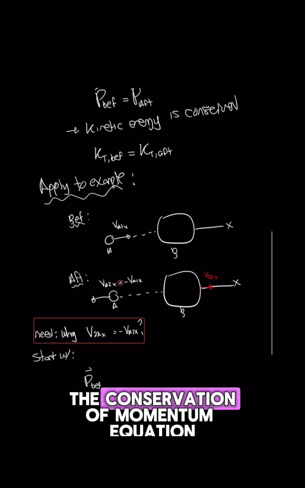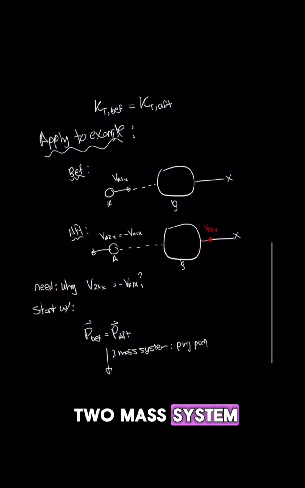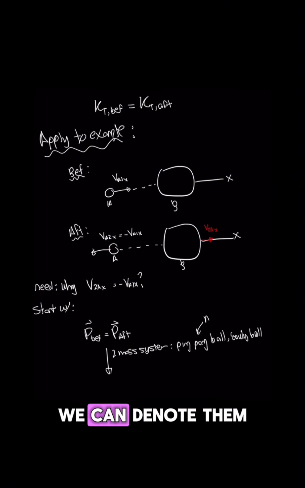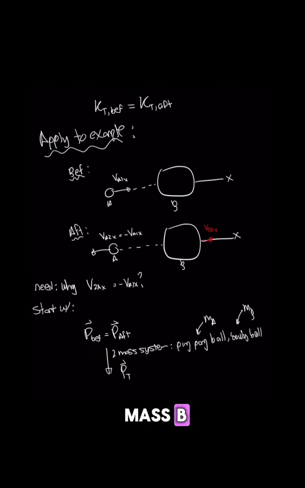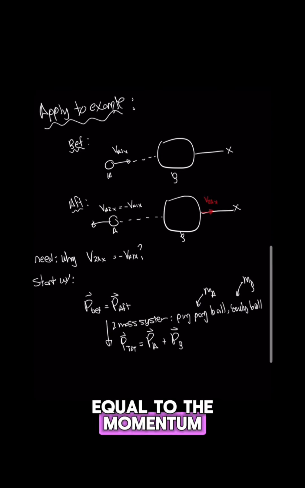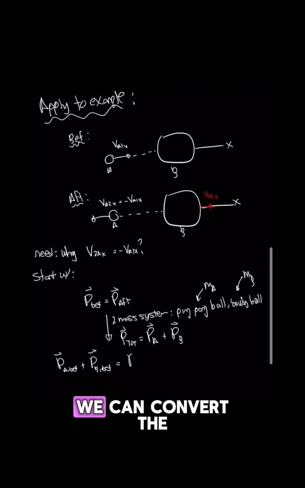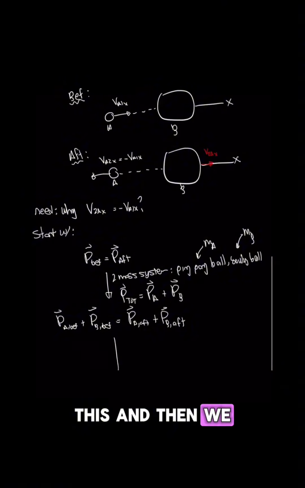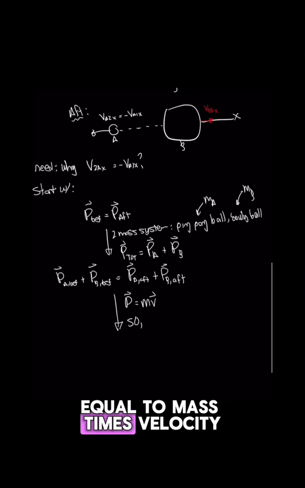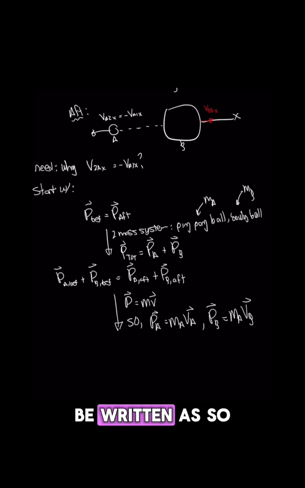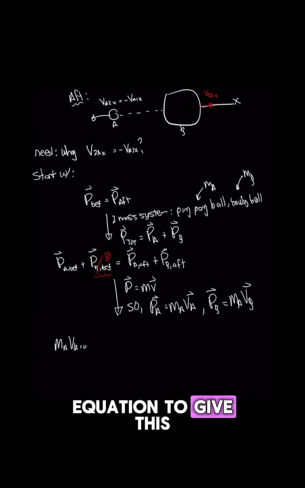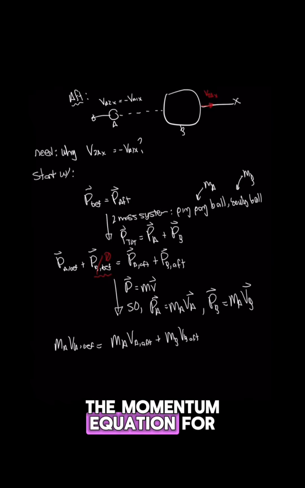We can start with the conservation of momentum equation. Knowing that it is a two mass system, there's the ping pong ball and the bowling ball. We can denote them as mass A and mass B. And so the total momentum is going to be equal to the momentum of A plus the momentum of B. If we use this, we can convert the equation to look like this. And then we can apply the definition of momentum equal to mass times velocity. So the momentums of A and B can be written as so and apply to the equation to give this. This is going to be the momentum equation for the motion.